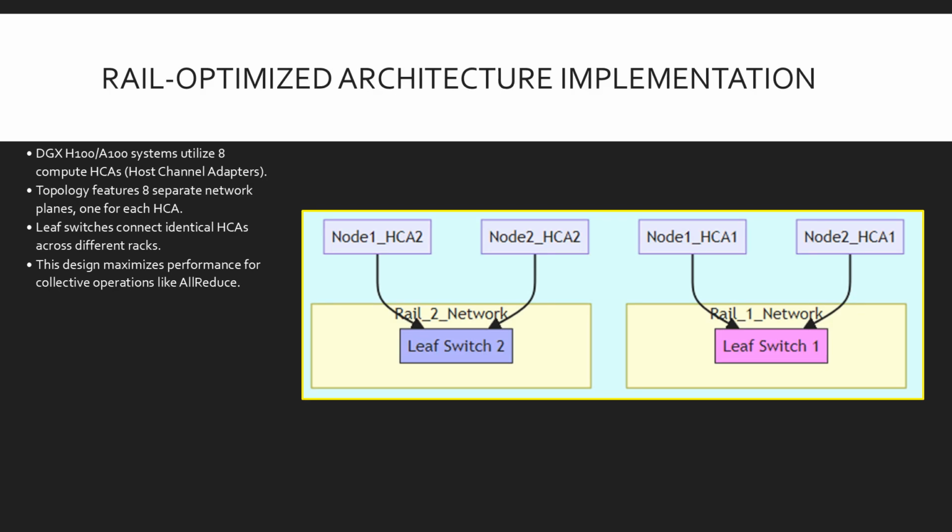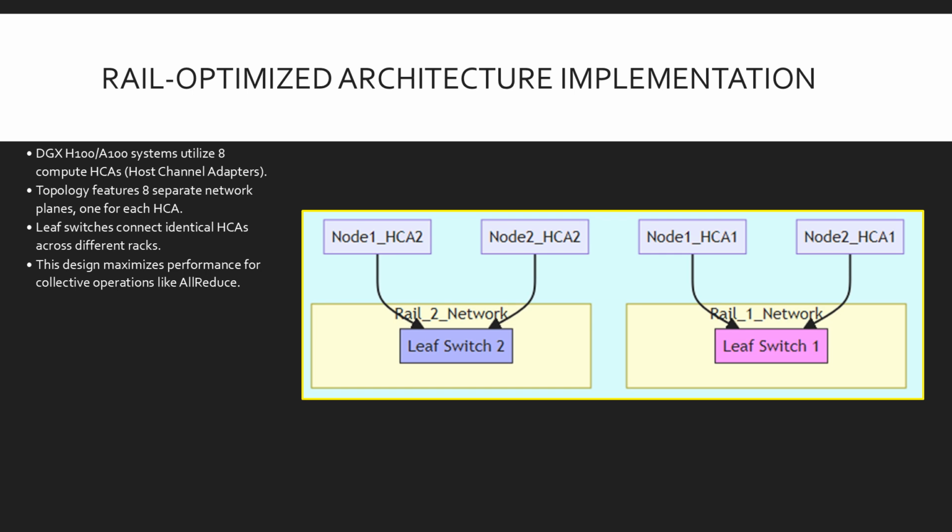Let's look at the implementation details. In a standard DGX SuperPOD deployment, we have 8 compute HCAs per system. To optimize this, we build 8 distinct network planes. The first HCA from every system connects to the first plane's leaf switches. The second HCA connects to the second plane, and so on. This structure is critical for collective operations like all-reduce, where every GPU needs to share data with every other corresponding GPU. By keeping them on the same rail, we optimize this heavy communication pattern.